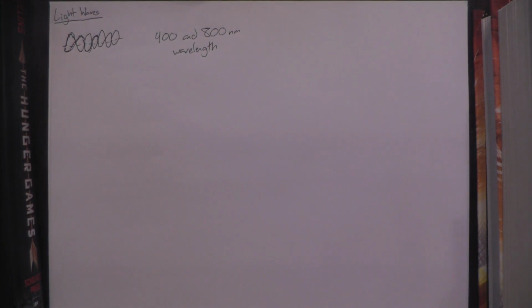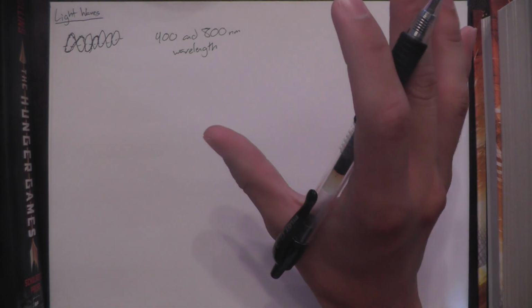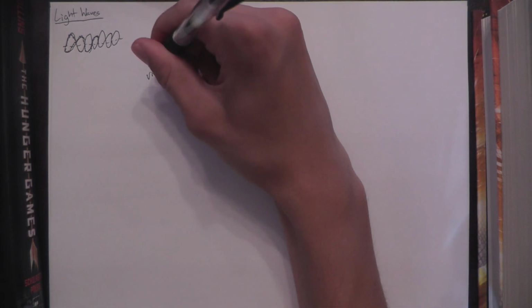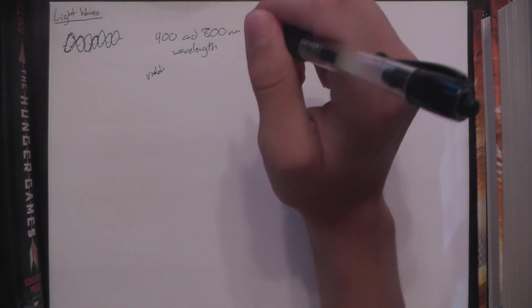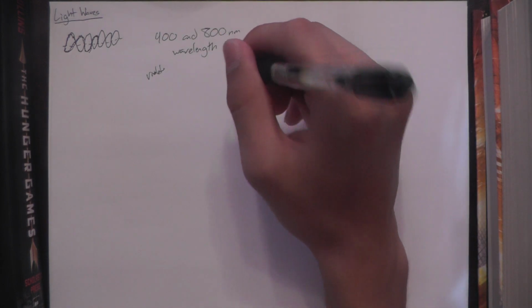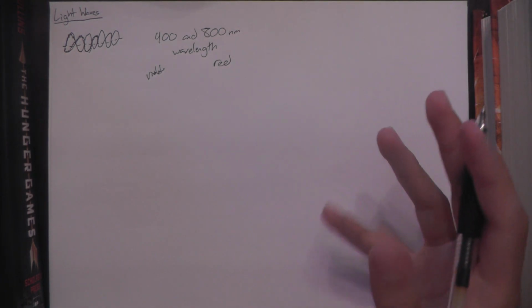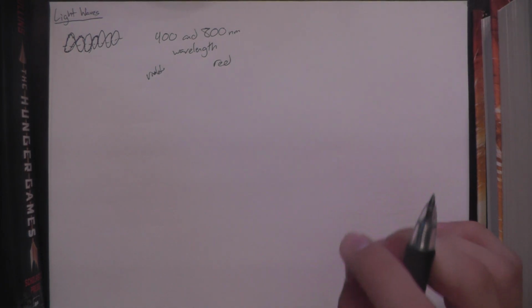Now, some facts about light in this area is that different wavelengths for visible light produce different colors. The shorter your wavelength, the brighter your color, the violeter your color. Violet is in the 400 range. 800, however, is a longer wavelength, and that gives you red, which I'm sure you already know. It's the electromagnetic spectrum. It's nothing new.